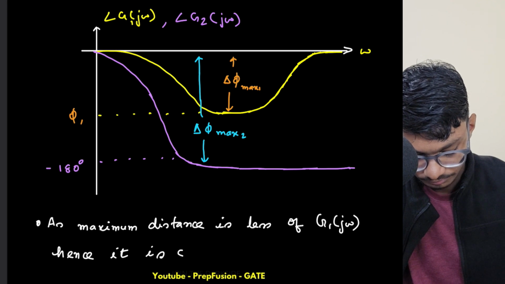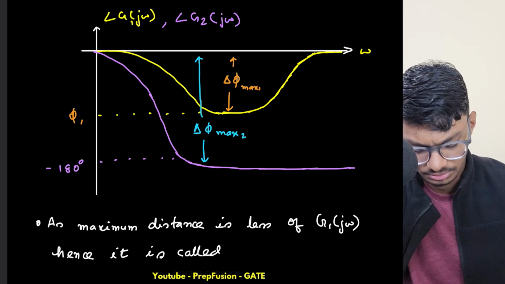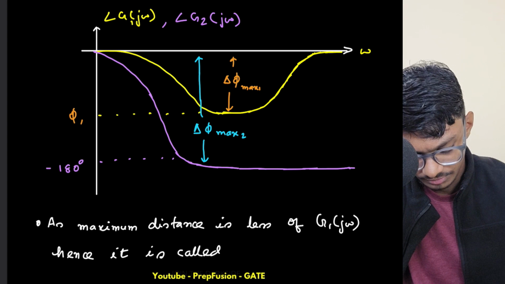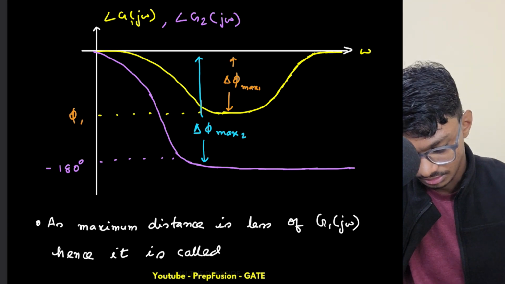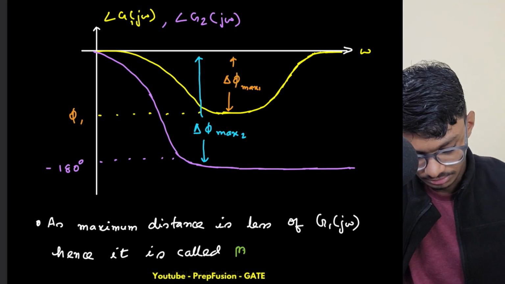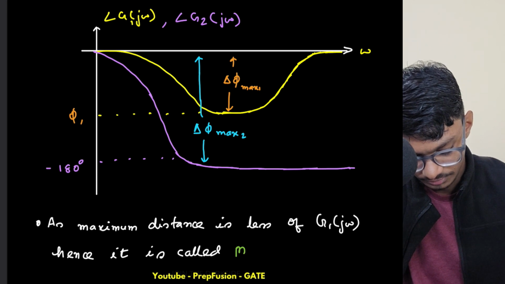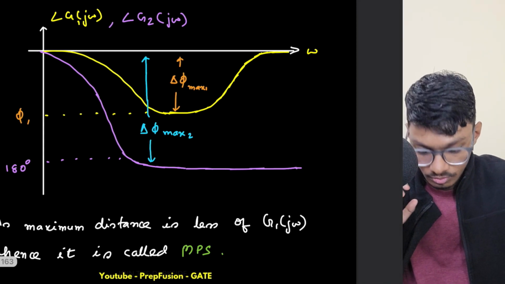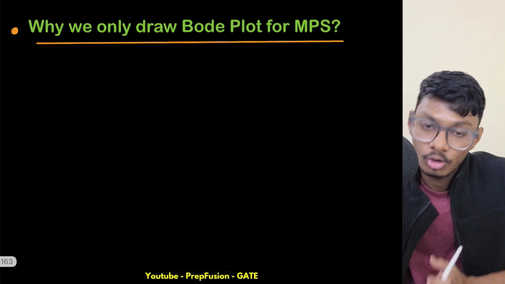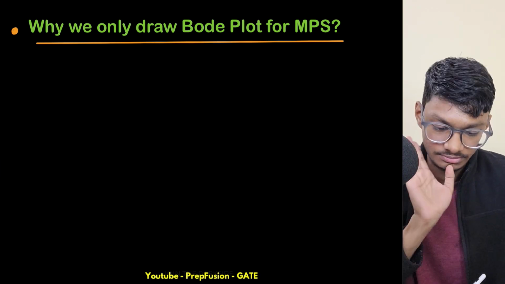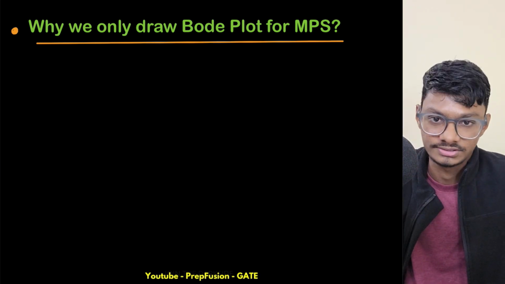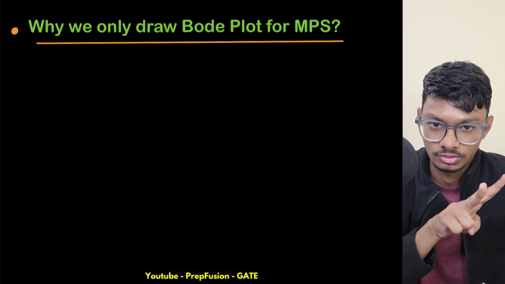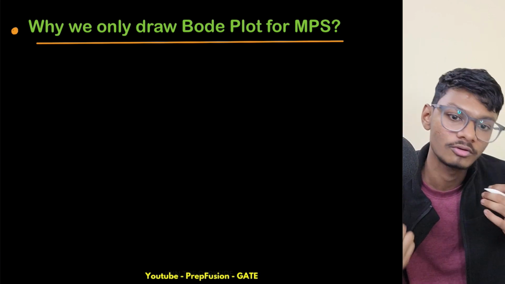This is also another definition of a minimum phase system. I will just write MPS, and you try to understand the full form. This is known as the minimum phase system. Now, why do we only draw Bode plots for minimum phase system? We understood what a minimum phase system is, what a non-minimum phase system is, and the difference between those two. Now, why do we only draw for minimum phase system?